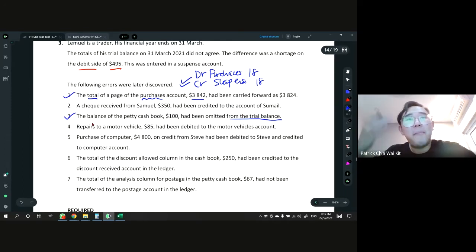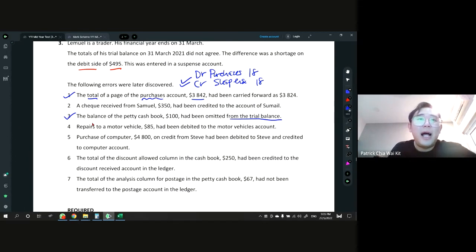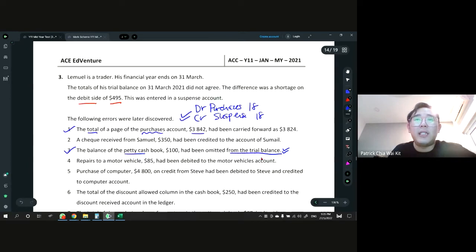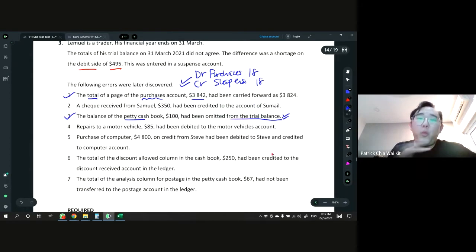The balance of the petty cash book has been omitted from the trial balance. So for this one, ask yourself, petty cash is on which side? The final answer straight away: petty cash is an asset, and asset is on the DR side. So for the special one, we don't do anything to the DR side, which means we DR nothing, and the amount also nothing.